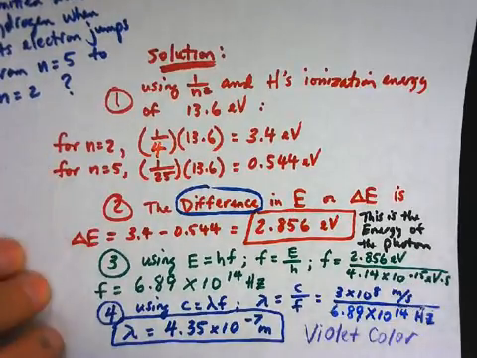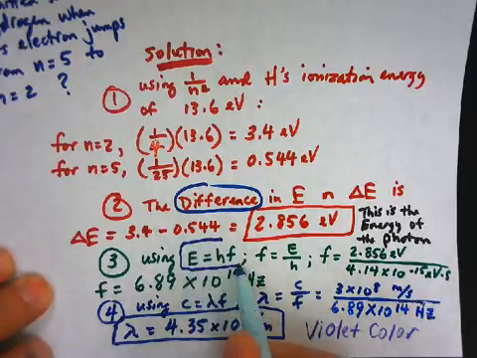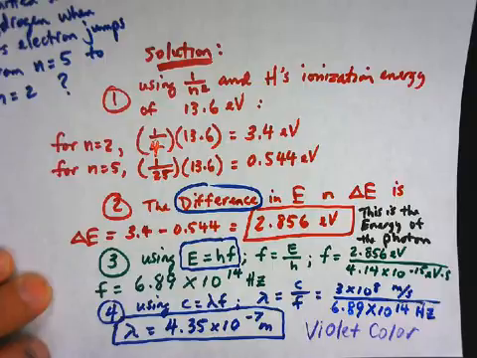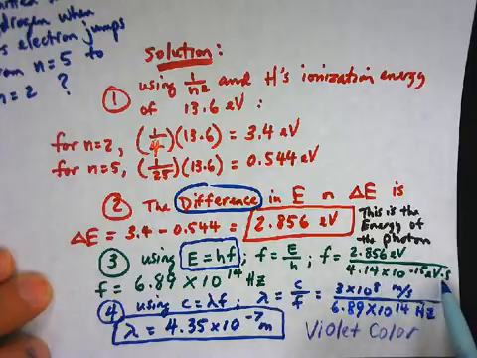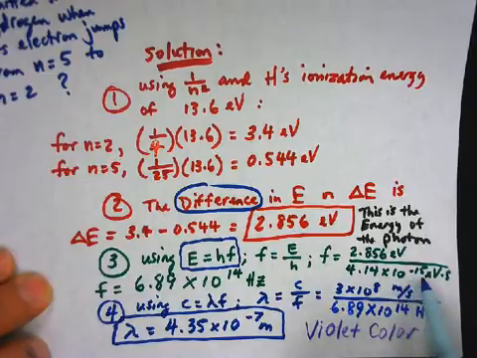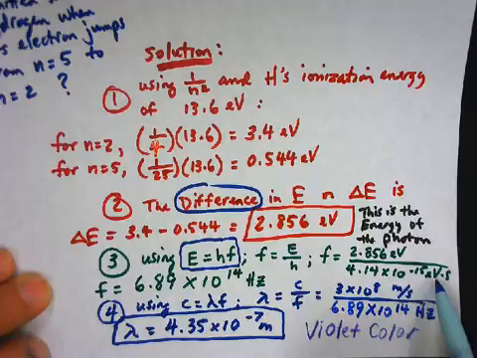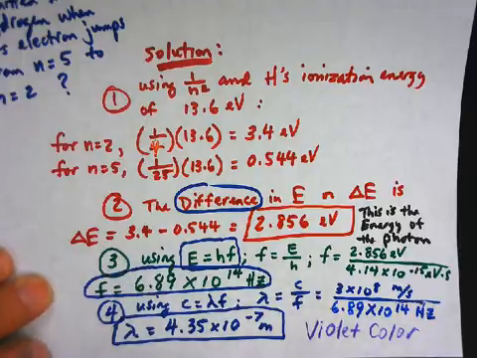Okay, so we need to find the frequency first. So to find the frequency, we'll use Planck's equation, E equals hf, rearrange it to solve for frequency, that's E over h, and plug our energy in of 2.856 electron volts divided by Planck's constant in terms of electron volts, which is on a previous page, 4.14 times 10 to the negative 15th electron volt seconds. When we divide that out, we get the frequency of 6.89 times 10 to the 14th cycles per second, or hertz.